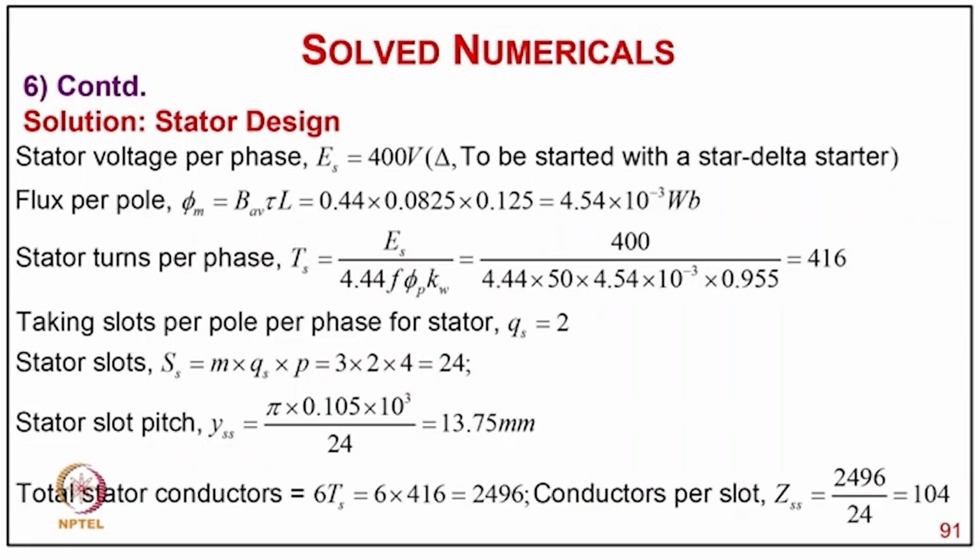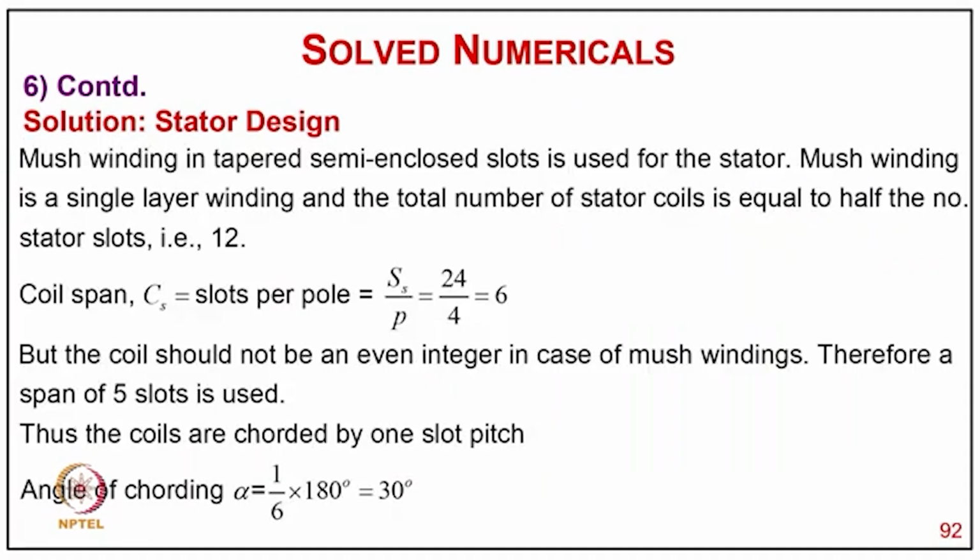Putting values, it comes 24, and the stator slot pitch YS comes out to 13.75 millimeter, and total stator conductors ZS equal 2496, and conductors per slot is ZS equal to 2496 by 24, that comes to 104. So the mush winding is tapered semi-closed slot is used in the stator. The mush winding is single layer winding, and the total number of stator coils is equal to half of the stator slots, so that's 12.